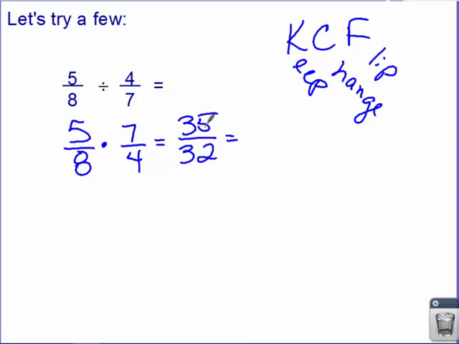How many times will 32 go into 35? One time. Now, I take this 32 out of the 35, and I have 3 left. And what size piece are they? 32s. Okay, let's try another one.